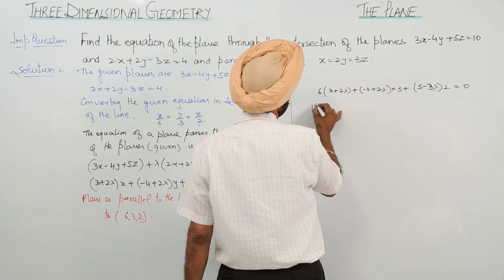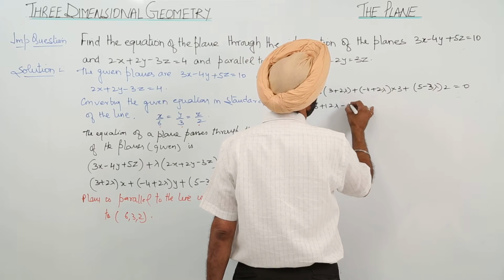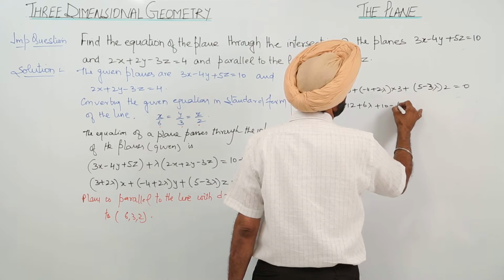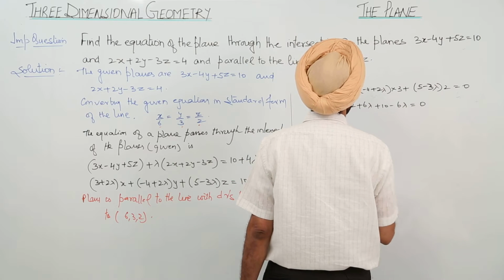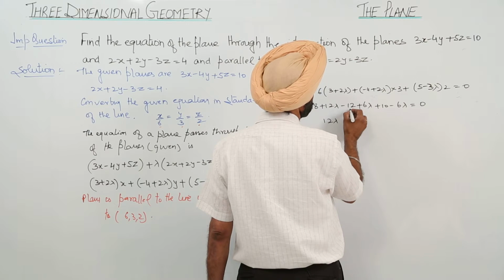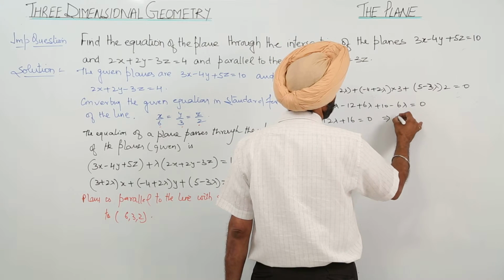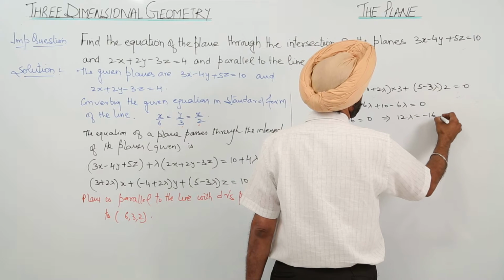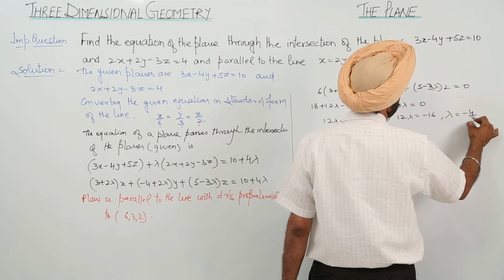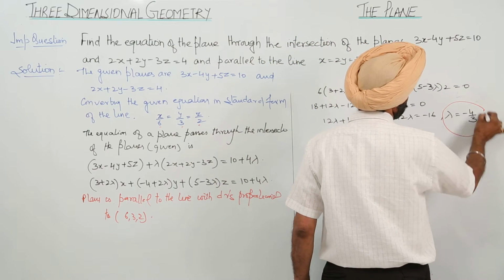So this becomes 18 plus 12 lambda minus 12 plus 6 lambda plus 10 minus 6 lambda is equal to 0. Now we have 12 lambda, then 18 minus 12 is 6, plus 10 is 16, equal to 0. This implies 12 lambda is equal to negative of 16 and lambda is equal to minus 4 upon 3. So we got lambda as negative of 4 upon 3.